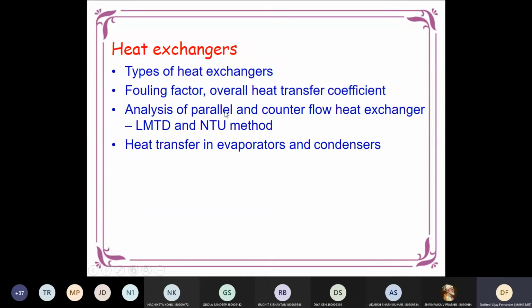Here we discuss different types of heat exchangers, how to estimate the overall heat transfer coefficient, and how to estimate the performance of a heat exchanger in terms of effectiveness. We have two methods for that: the LMTD, log mean temperature difference method, and the number of transfer units, NTU method. These methods will be discussed clearly in the heat exchanger chapter.